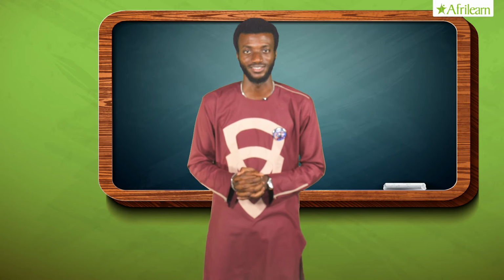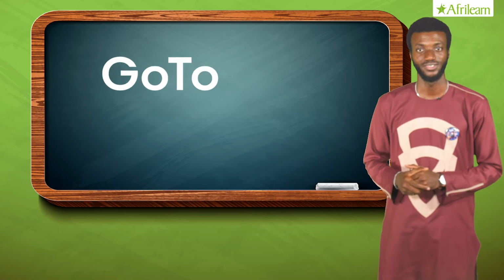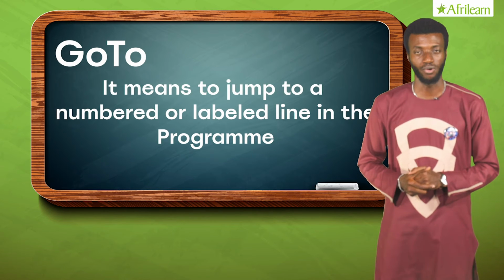If I give you an instruction to go to the market and get a list of food items, you definitely head straight to the market. Another basic keyword is go to. It means to jump to a numbered or labeled line in the program.